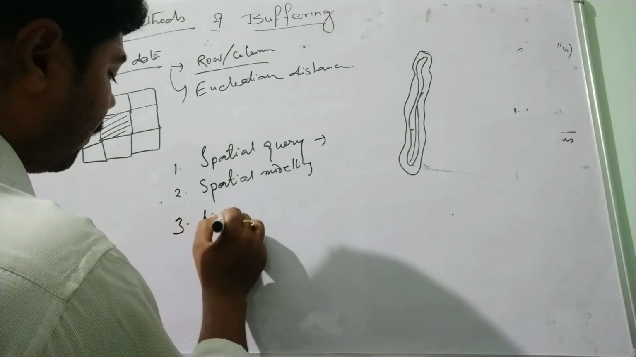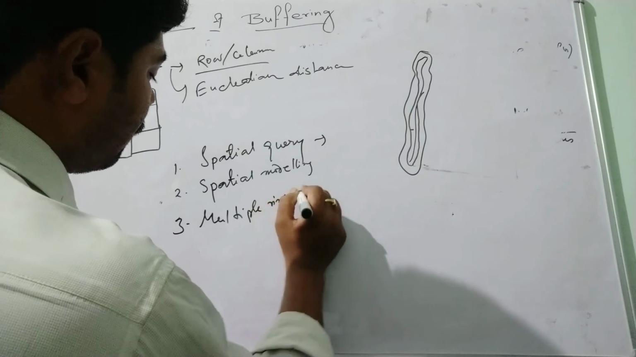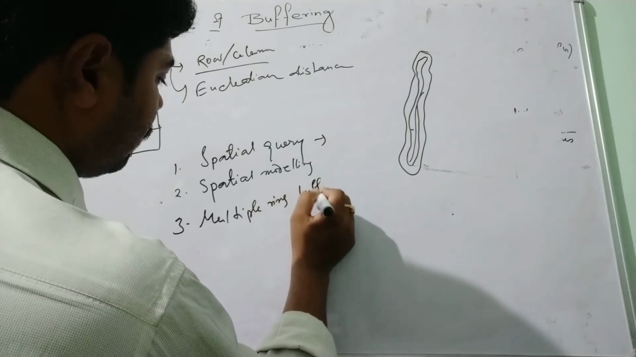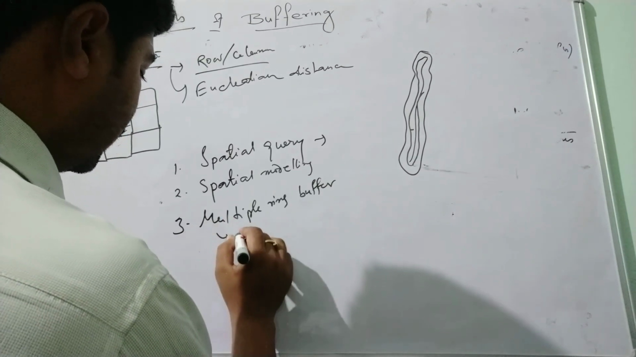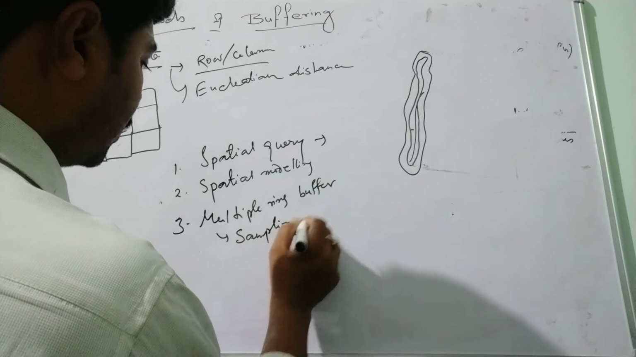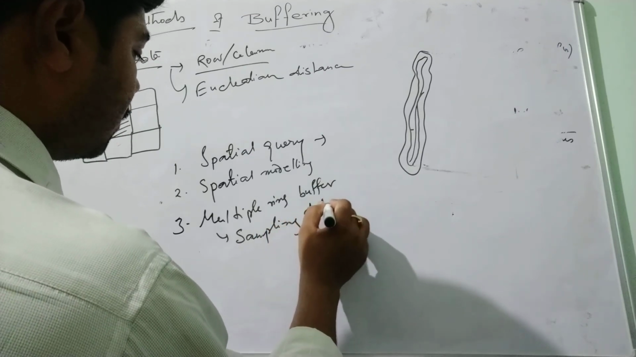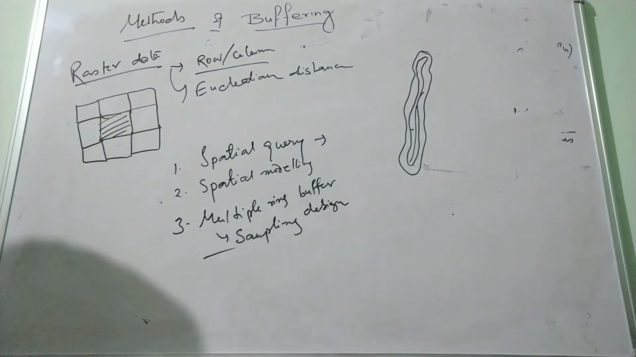And the multiple ring buffer helps us in creating the sampling design. For sampling design, we create this buffer for field activities and for the modeling.